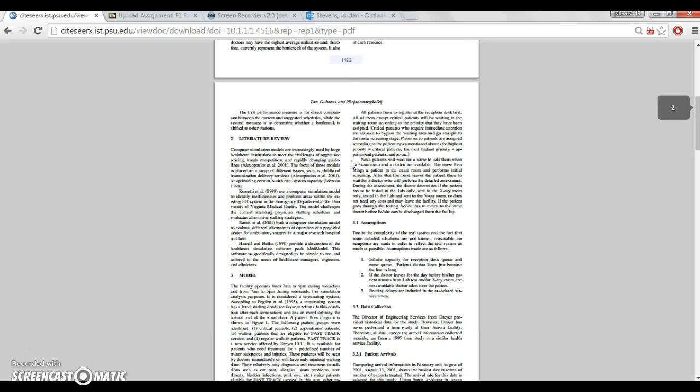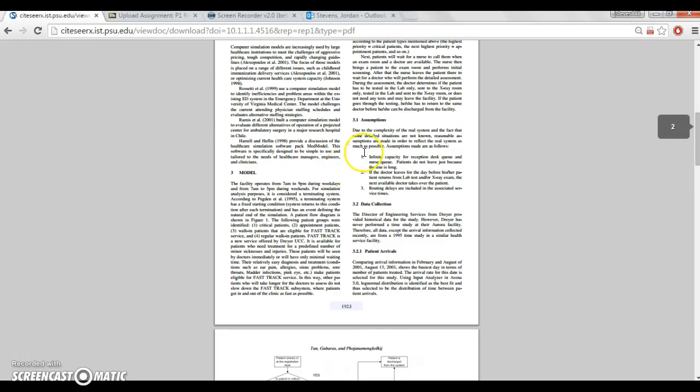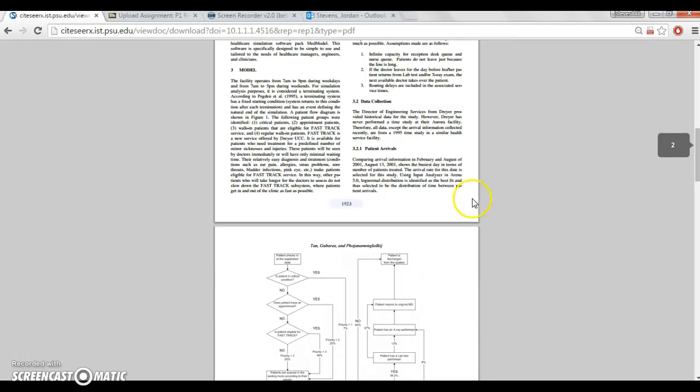After their description of the arrivals, they go on to say some assumptions that they have. One assumption is that there's an infinite capacity for any of the stations that do not have a doctor in them. They're saying that they have 2 stations with doctors in them, and to keep the capacity the same in both stations. Then they go into how their data collection was: Dreyer's historical data from a 1995 facility, very similar, but it actually wasn't from there, so it's old.